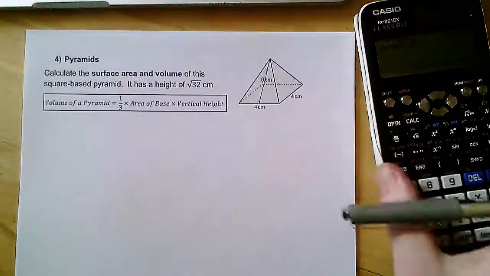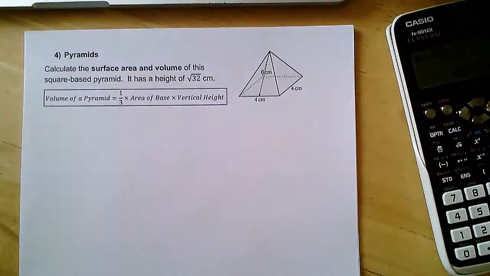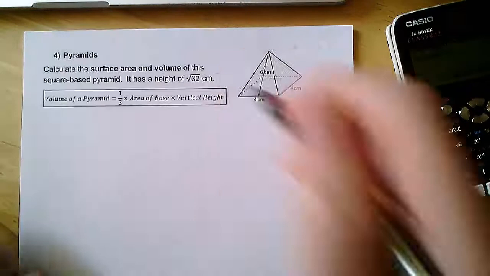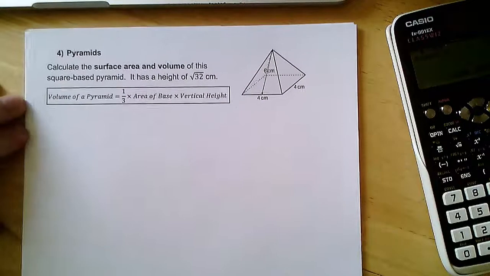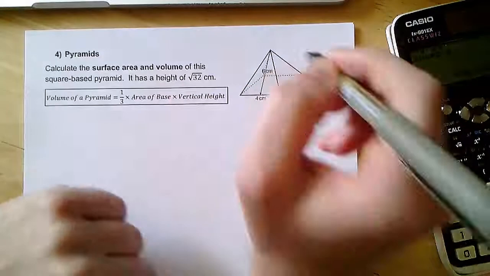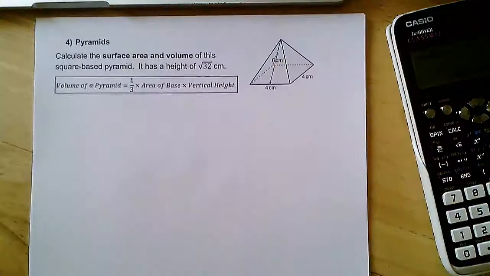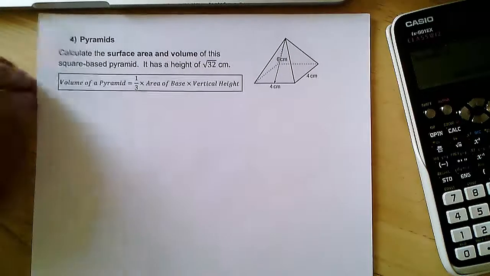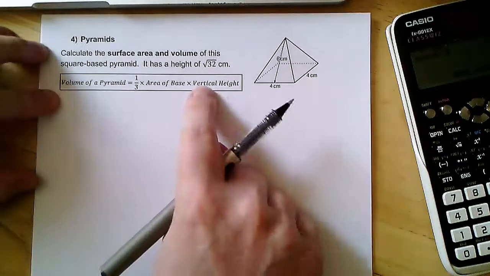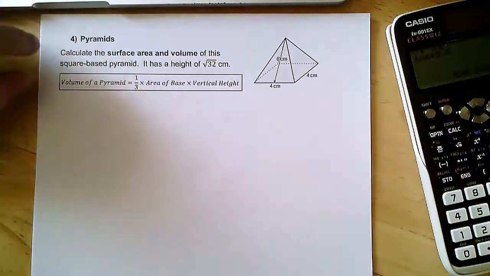Okay, question 4. You are asked to find the surface area and the volume of this square base pyramid. You are told that the vertical height is the square root of 32. If you weren't told that, you would need something called Pythagoras' theorem, which you should have seen before, but I wanted to give you that piece of information so you didn't need to work that out. I've also given you the formula for the volume of a pyramid. That's because you would be given it in the exam.